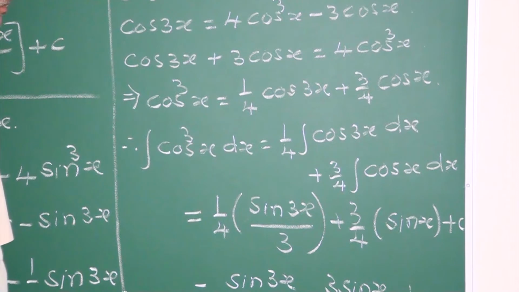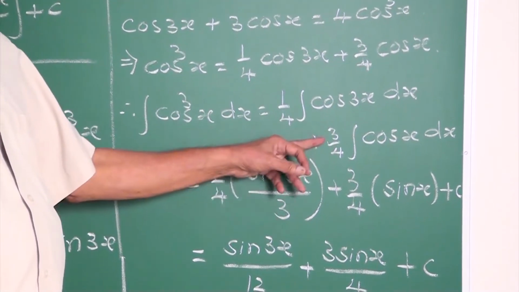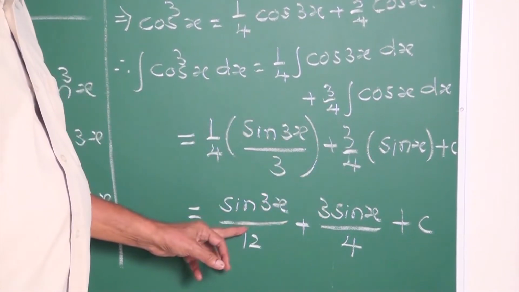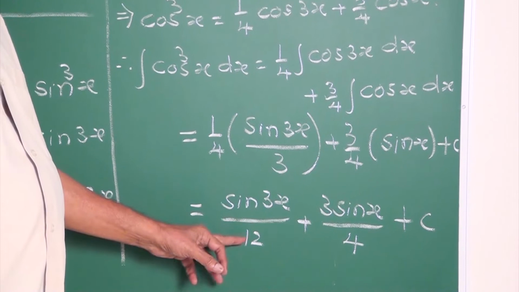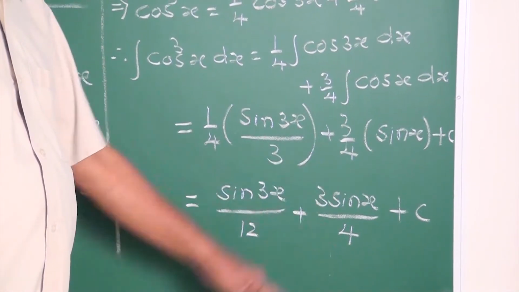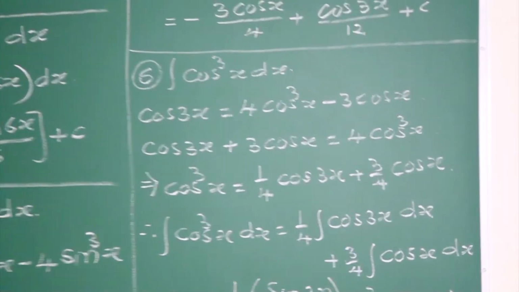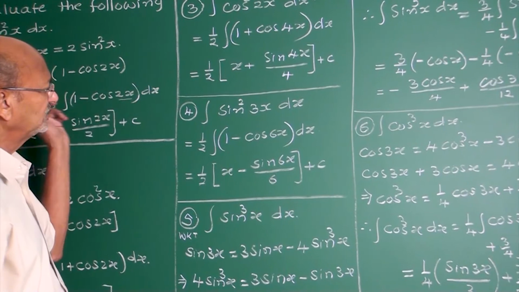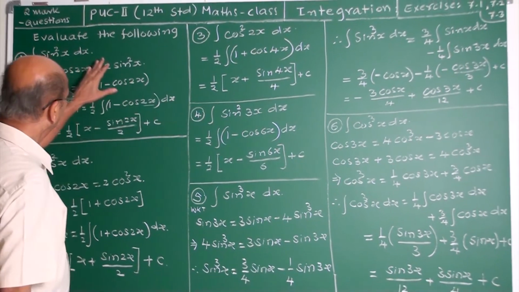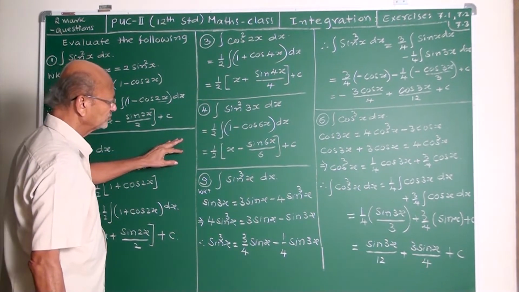The answer is wrong. It is sine 3x upon 3, when the angle is other than x, plus 3 by 4 into integral of cos, which is sine x. Simplify. 4 into 3 is 12. Divide. 3 sine x upon 4, plus c. This is about cos cube, sine cube. Sine square, cos square, these are very good examples under 2-mark questions.